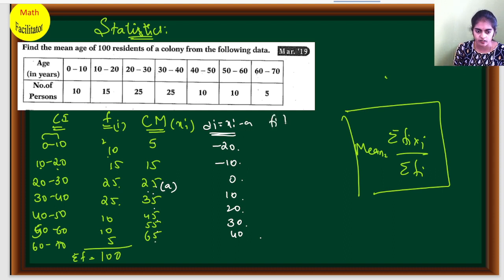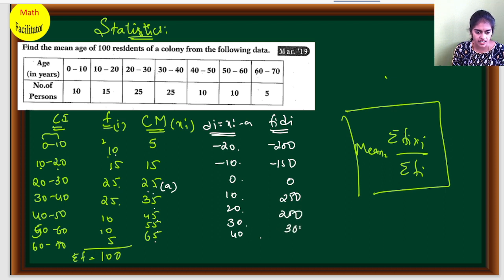Now you find fidi. Just after writing 1 extra column, fidi is 10 into -20, -200. So 15 into -10, -150. So 0 into 25 is 0, 25 into 10 is 250. I find it easy this way, so it saves time and gives confidence also. That is correct. 10 into 20, so 200, 10 into 30, so 300, and 5 into 40, so it is 200.